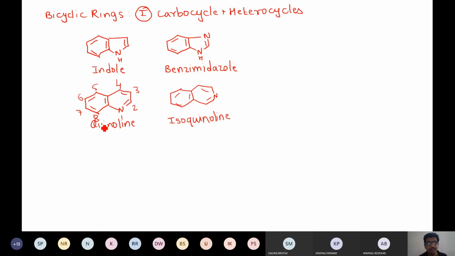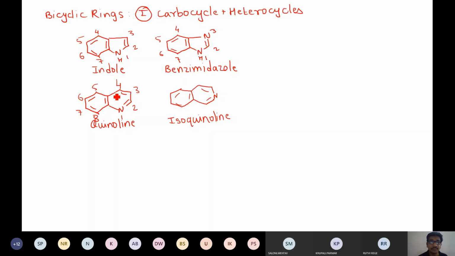So this is how the numbering starts with a bicyclic ring. If you want to number indole, it is something like this: 1, 2, 3, 4, 5, 6, 7. Even benzimidazole: 1, 2, 3, 4, 5, 6, 7. What is the peculiarity that you are observing in this numbering? Can someone tell me? The bridge carbons are not given any number unless there is a heteroatom present at the bridge.